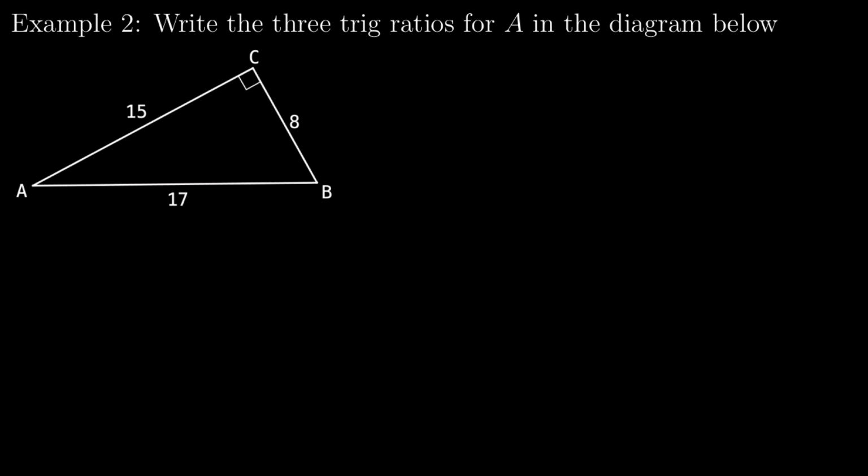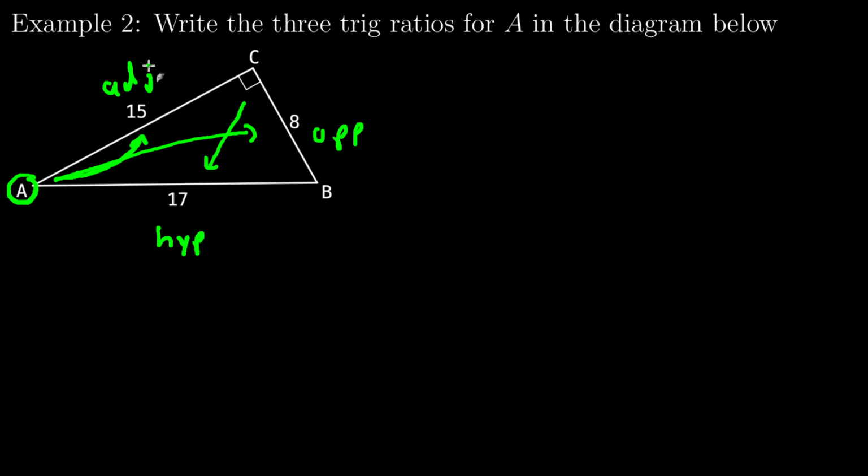Okay. A little different. I want to write the trig ratios for A in the diagram below. So the angle I'm dealing with is this angle here. Now, the first thing I'm always going to do is label my sides. Across from C, that is the hypotenuse, because there's the right angle. Across from this angle is my opposite. And the one that is next is the leg that's next to this. This is the adjacent leg.